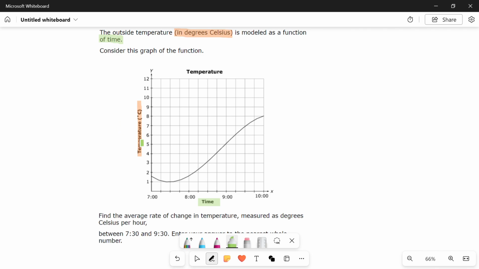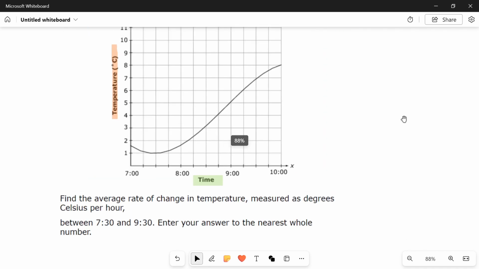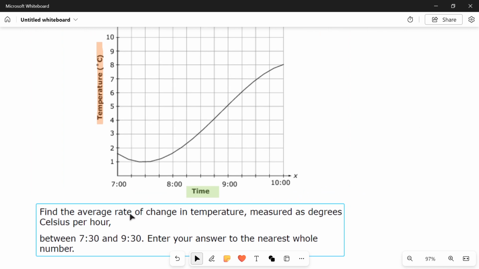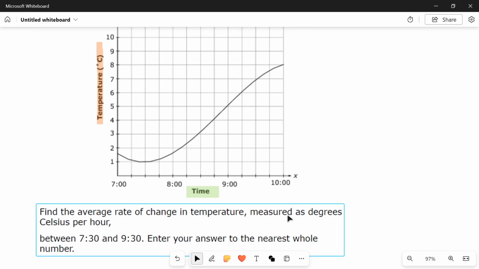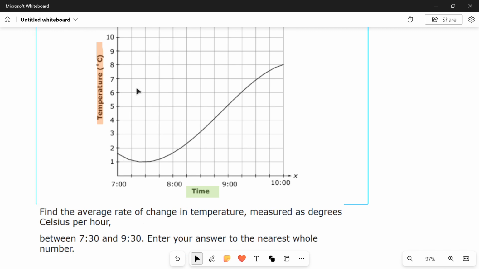So they want us to look at this graph and answer a question or two. So let's take a look. I'm going to zoom in here a little bit. It says, find the average rate of change in temperature measured as degrees Celsius per hour. I always think of that axis as telling me the origin per hour. This is my change in Y, Celsius temperature, per change in X, right? So rise over run. They're actually just asking me for the slope. When it says average rate of change, that's a slope question. And we just need to know rise over run.